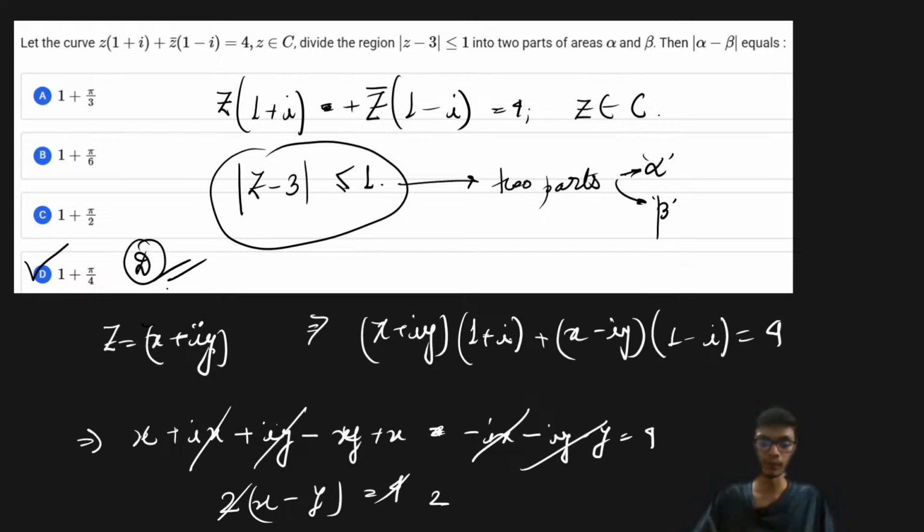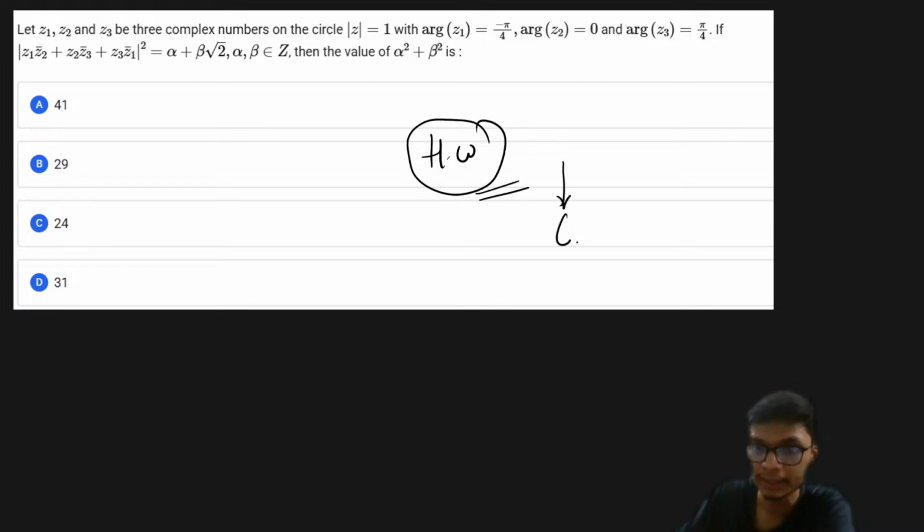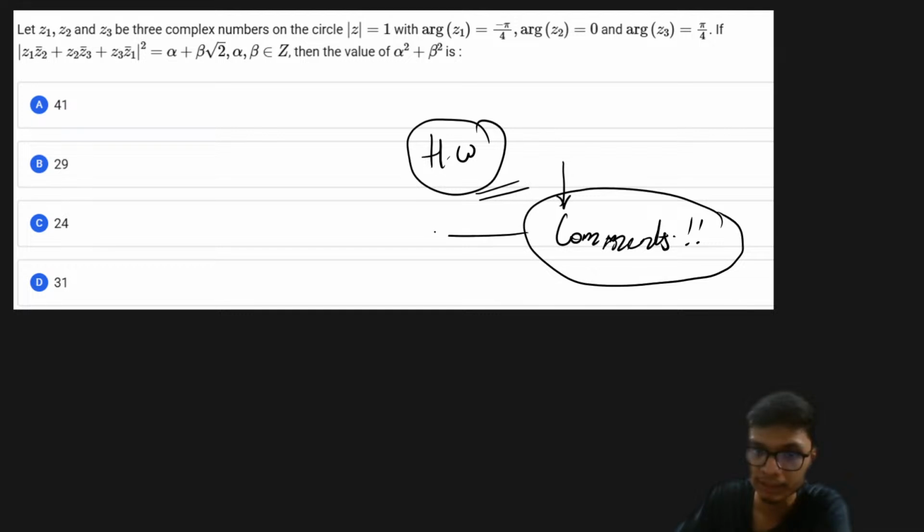I hope this is clear to all of you. With this, we are almost done with solving the important previous year questions for the JEE Mains part. I am leaving one question as homework for all of you. Please try to solve this homework problem and let me know the answer in the comment section. I will be looking for your answers in the comments, and for the solution, please stay tuned and join the Telegram channel.